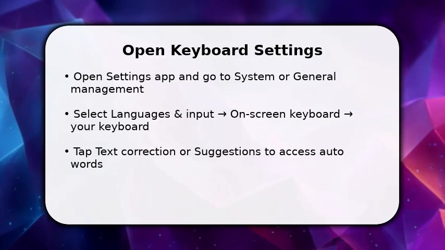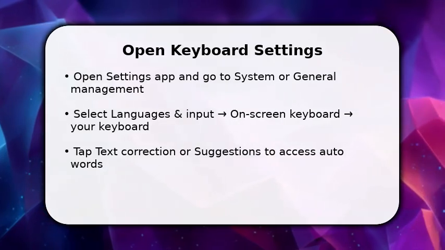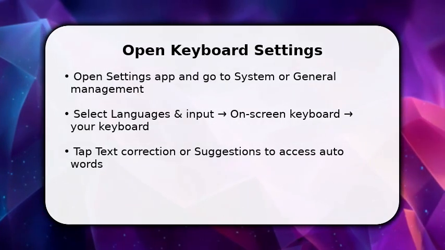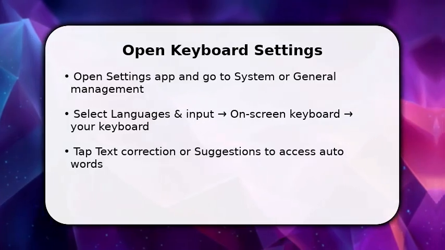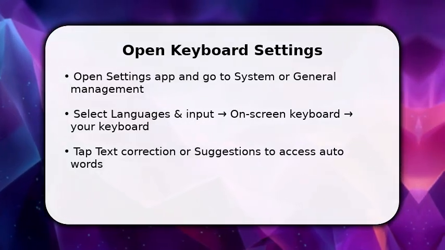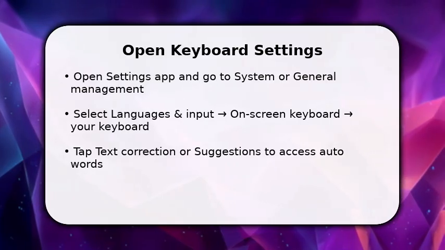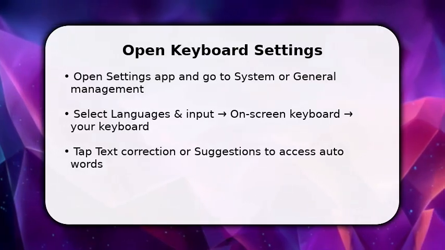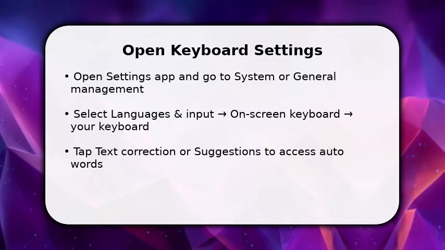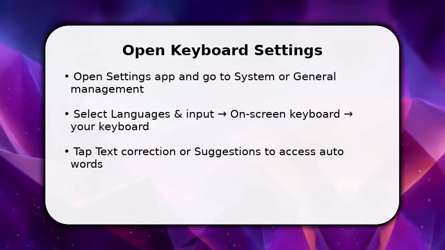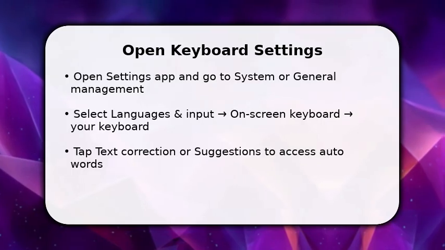Enjoy the video. You start by opening settings and navigating straight to the keyboard controls so you can change suggestions. Once you reach languages and input, pick the on-screen keyboard you actually use. This affects where Auto Words live. Tap Text Correction or Suggestions. That's the panel that stores learned words and toggles for predictive text.